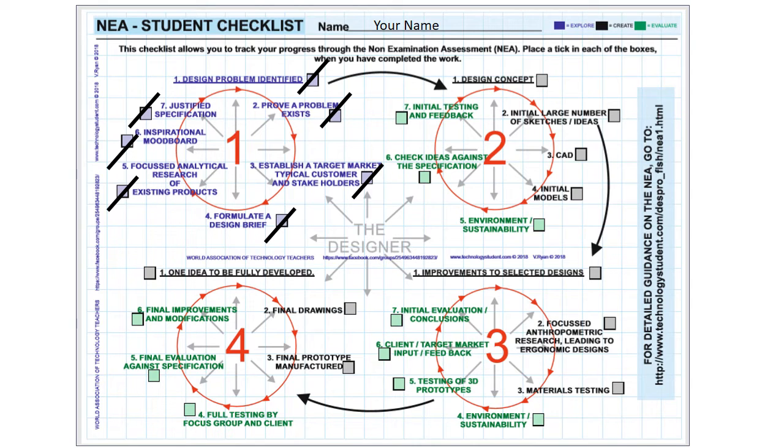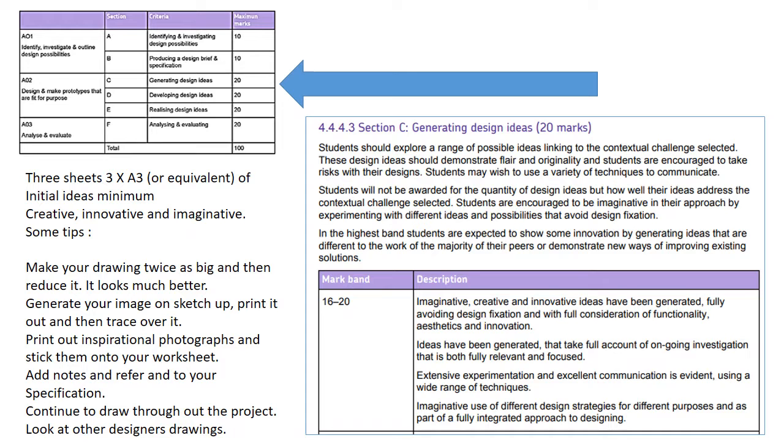So we're moving on to the next one, design concept, and the first thing we're going to do is the initial ideas. Okay, so generating those initial ideas. So a quick look at that. You've done 801, identify and investigate and outline design possibilities. Now we're moving down to design and make a prototype that's fit for purpose. Okay, we're going to be looking at band C, and that is generating design ideas.